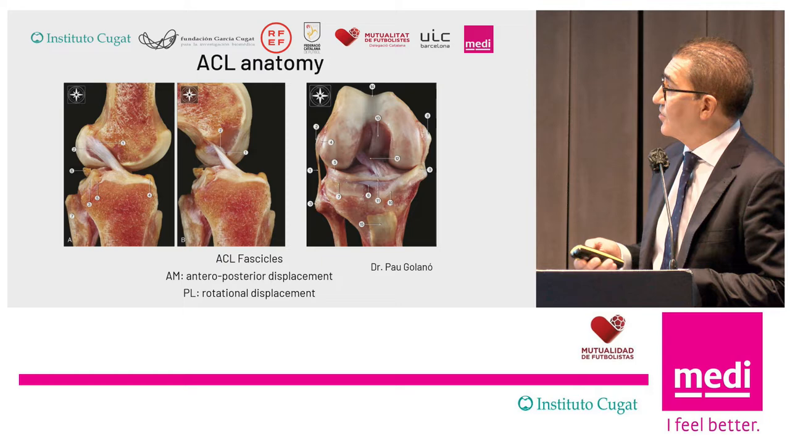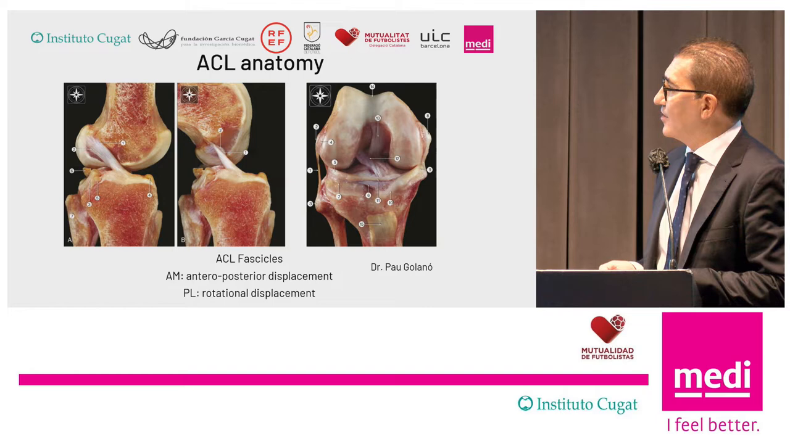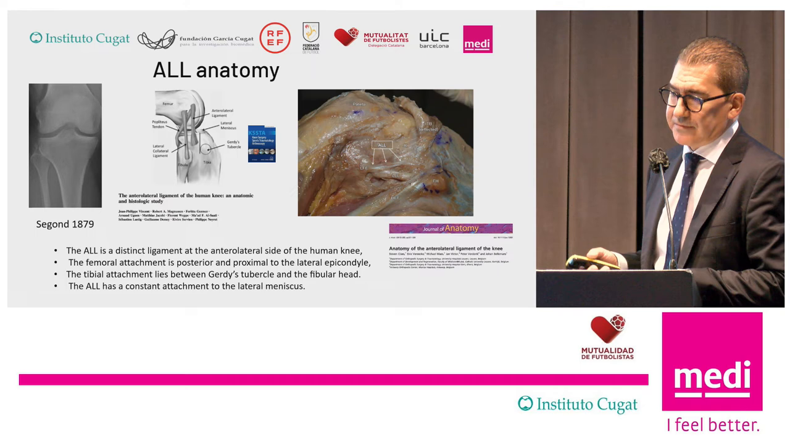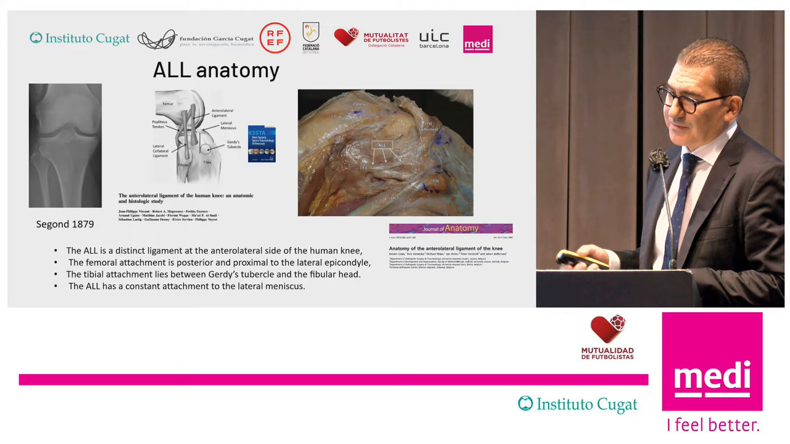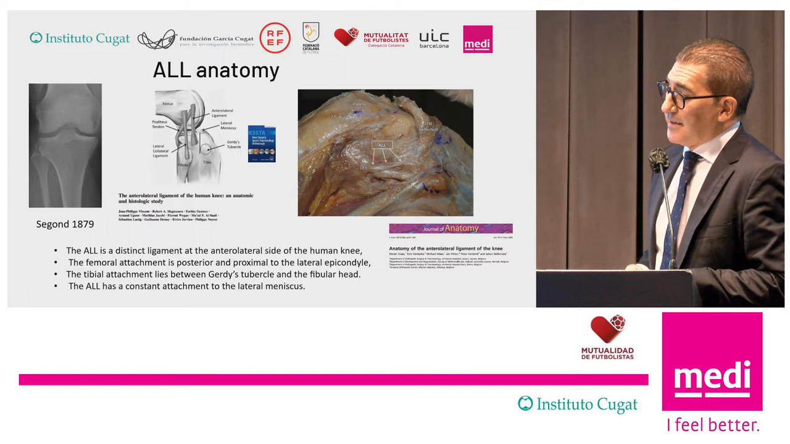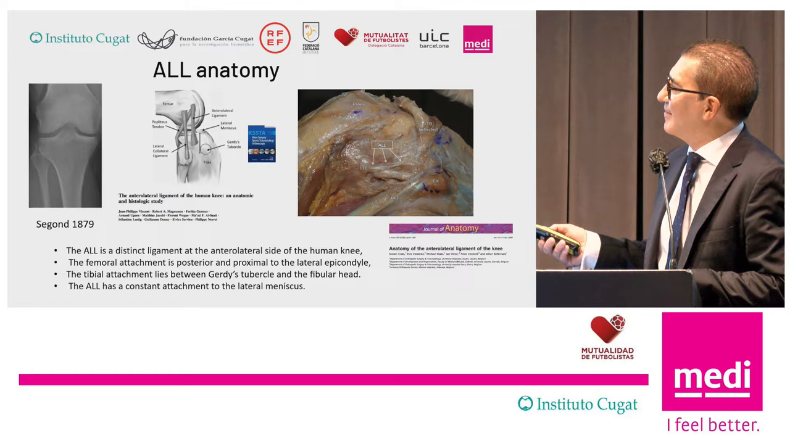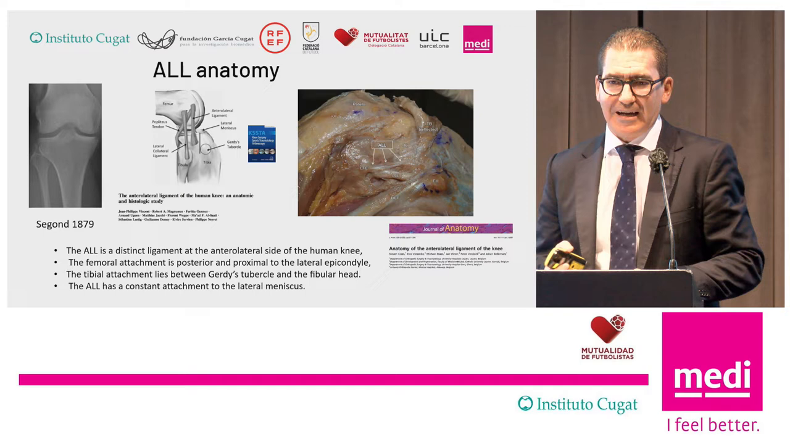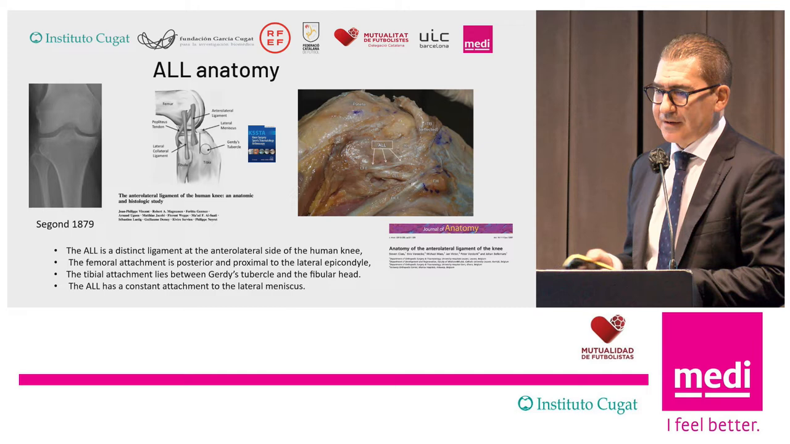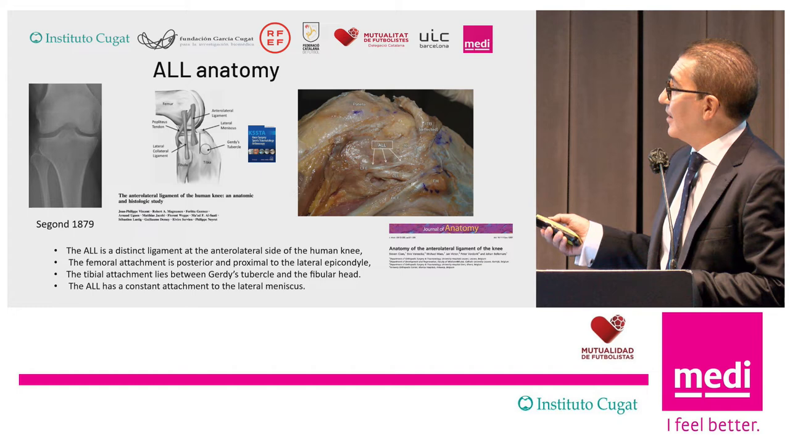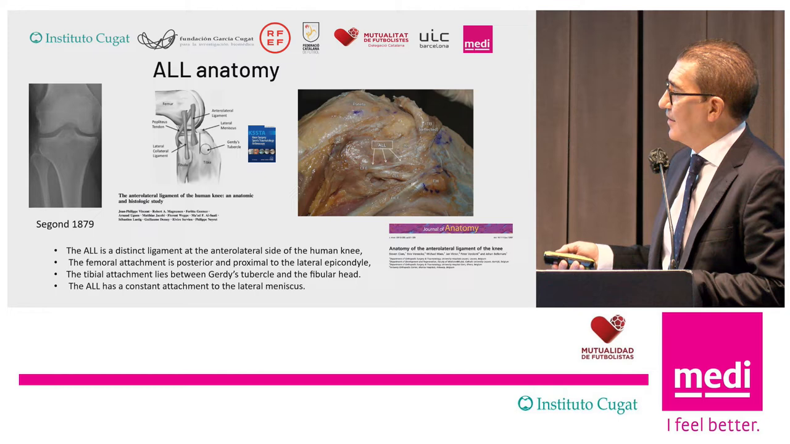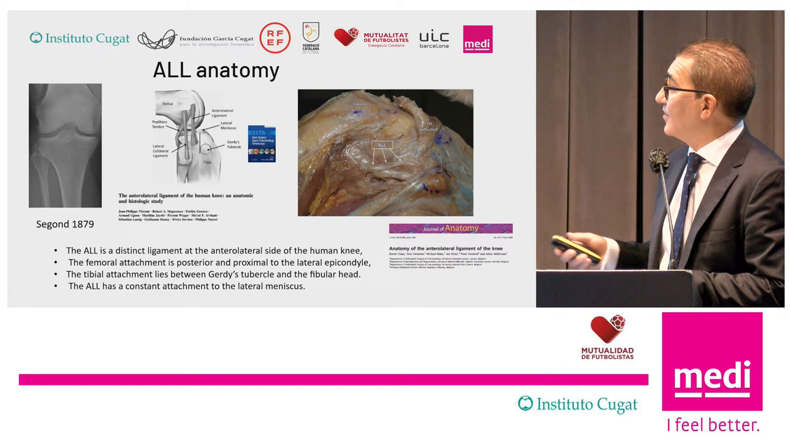Some anatomical reasons. We know the ACL anatomy, but Paul Segond in the 1800s described the anterolateral ligament and this fracture, which is pathognomonic with ACL rupture. In the last years, the group of Claes from Belgium redescribed this old ligament. It's not a new ligament, it's a very old ligament. And not all the anatomical studies, and also not all orthopedic surgeons, agree if it's a real ligament or not. But the evidence shows the anterolateral ligament is a distinct ligament on the lateral side. The femoral attachment is posterior and proximal to the lateral condyle, and the tibial is between the Gerdy tubercle and the head of the fibula.